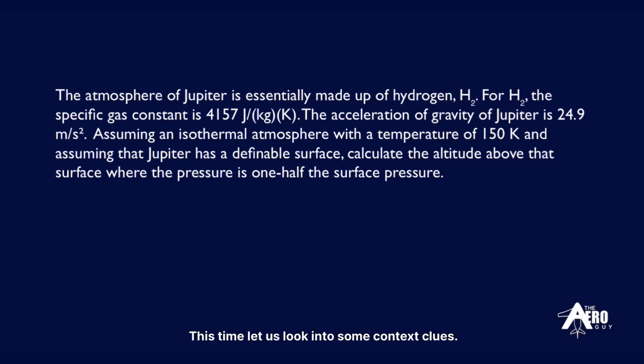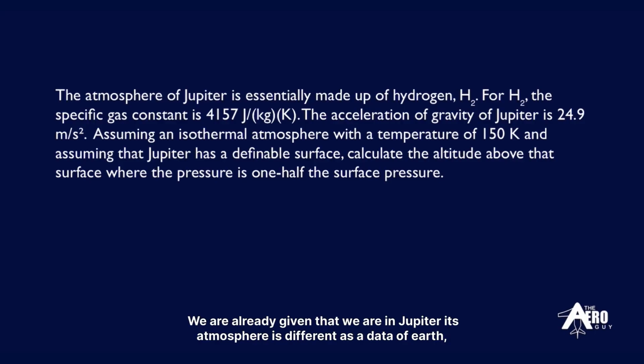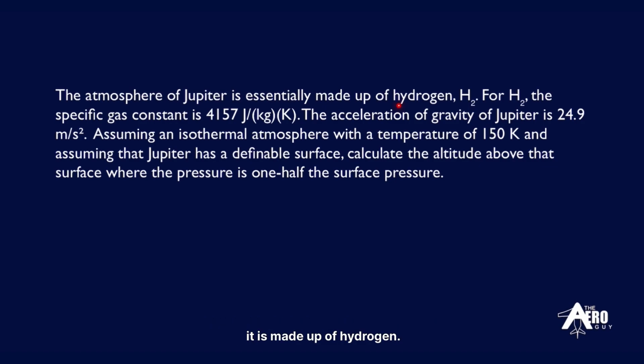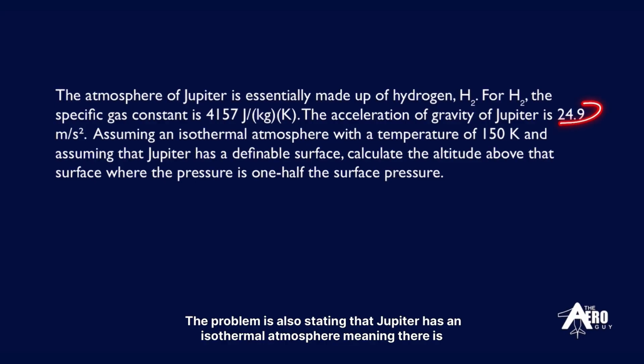This time, let's look into some context clues. We are already given that we are in Jupiter. Its atmosphere is different from that of Earth. It's made up of hydrogen. Therefore, the gas constant is different. Gravity is also different.